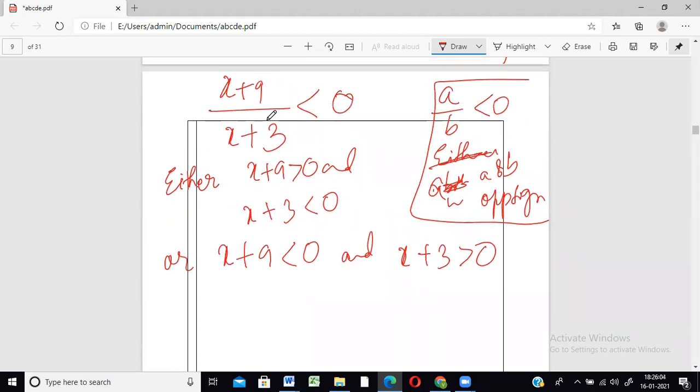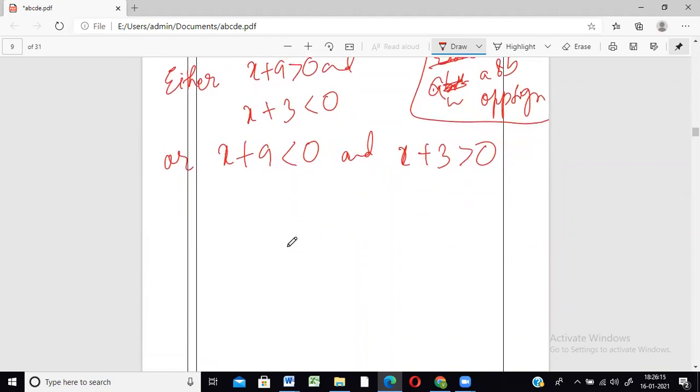Because we need these two to have opposite signs, either this can be plus or this can be minus. If this is plus then this one should be minus, or if this is minus then this one should be plus. So that is what I have written. Now we are going to deal with all the equations one by one. So we will have either x plus 9 is greater than 0 and x plus 3 is less than 0. So I'm just rewriting it again.